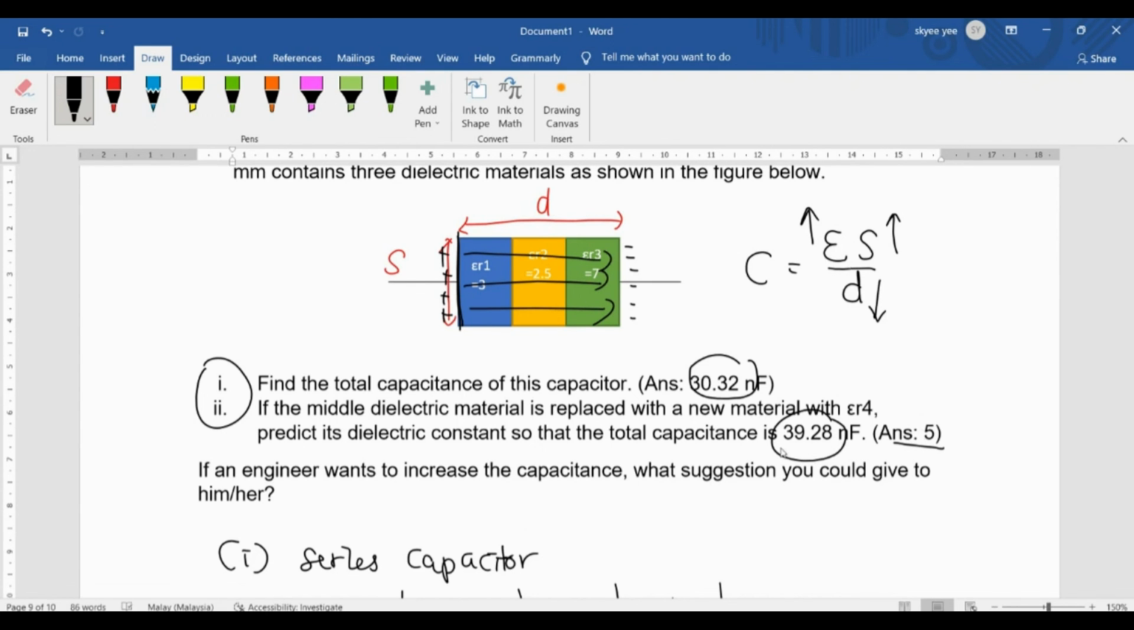So this one is nothing to do with the calculations. It's based on your understanding, and your understanding can be assisted by your formula or the calculation that you have done. You see what happened when you replace this one. Initially 2.5, you get 30.32. When it is 5, you get 39.28. So you expect this one also the same. If you increase this one to 10, of course this one will increase as well. If you reduce it, this one will reduce. You can see from here also.